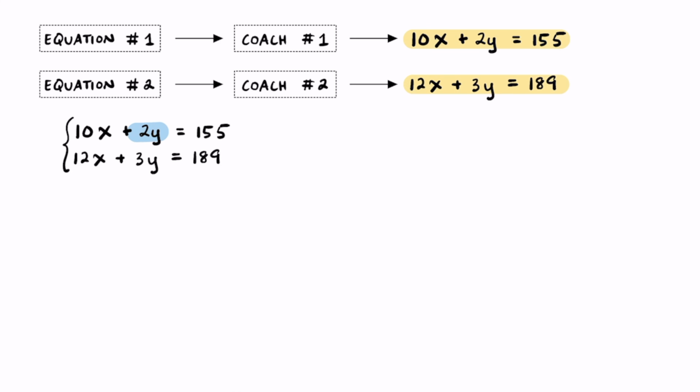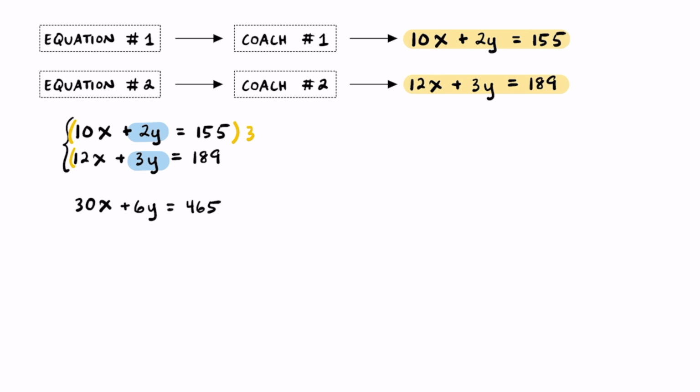So let's focus on this 3 and 2, and we want to make their coefficients match, or at least be opposites here. So how does 2 become 6? Well, let's go ahead and multiply this whole top equation by 3. 3 times 10x is going to be a total of 30x. Then 3 times 2y is going to be a total of 6y. And then 155 times 3 is going to be 465.